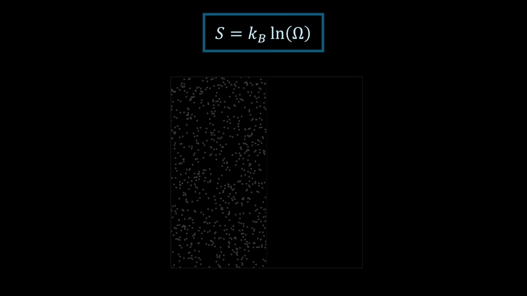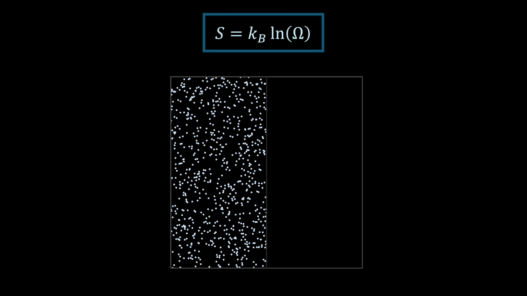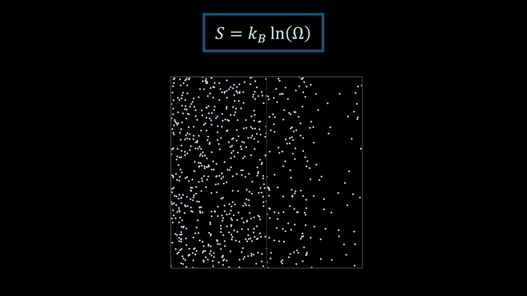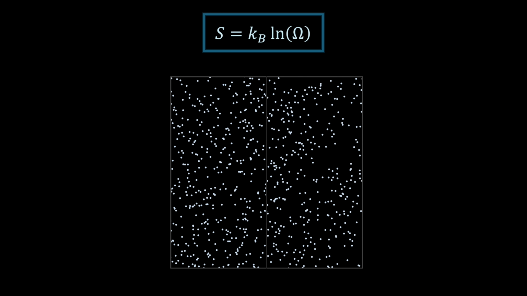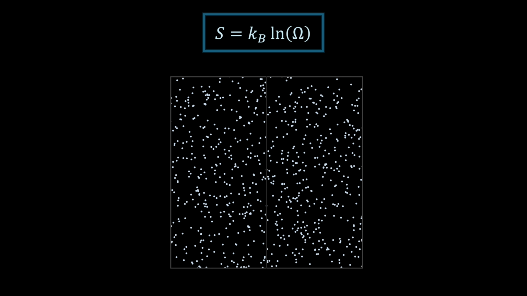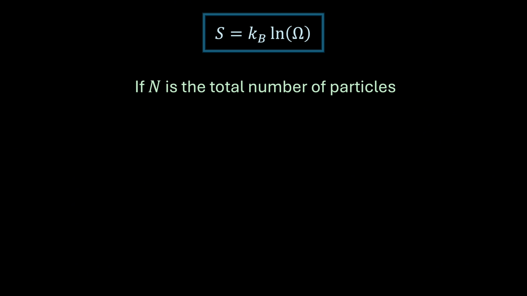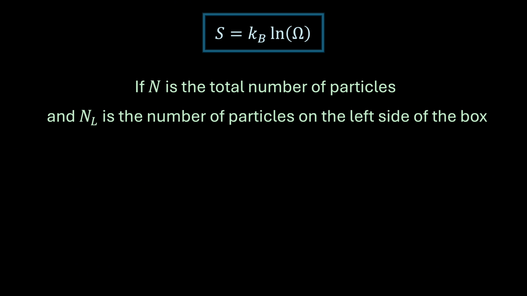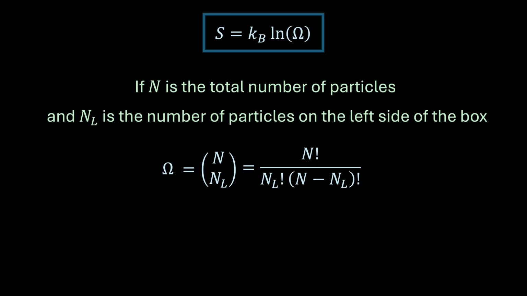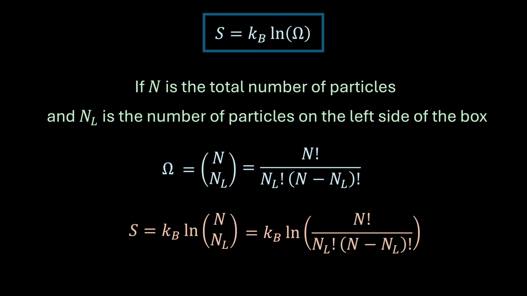We'll start with a box of particles where initially all of them are crammed into the left-hand side, and then we'll let the system evolve according to ordinary Newtonian mechanics. So let's now try to estimate the entropy of this toy left-right model. If N is the total number of particles and N_L is the number of particles on the left side of the box, then the number of compatible microstates, omega, is equal to N choose N_L, and it then follows that the entropy of our toy model can be written in the following form.